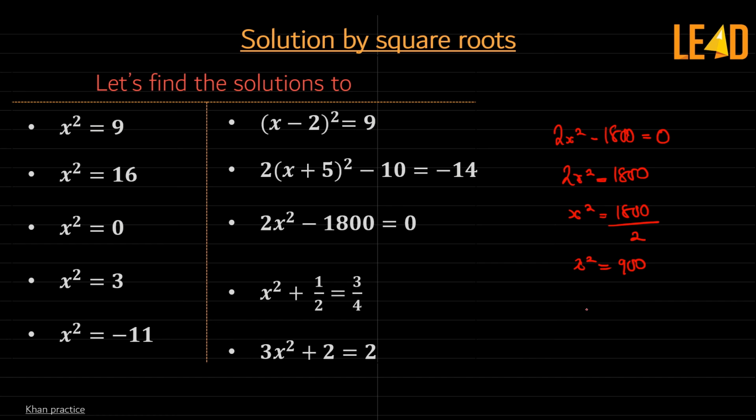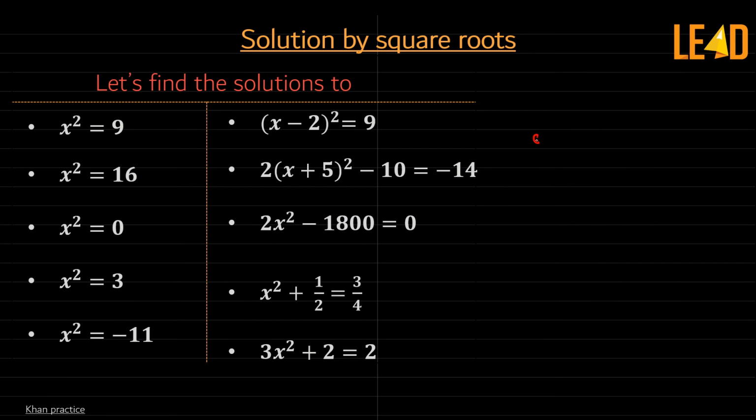If I take the square root of both sides, I would have x is equal to plus 30 or minus 30. Again, we took the square root of a positive number, so we should have two solutions, plus or minus 30. Okay.